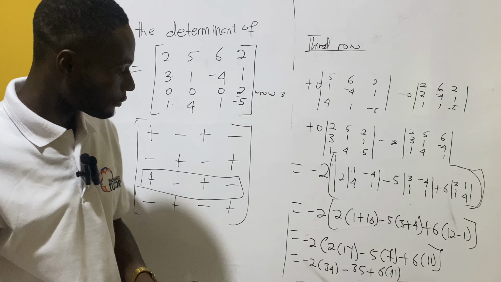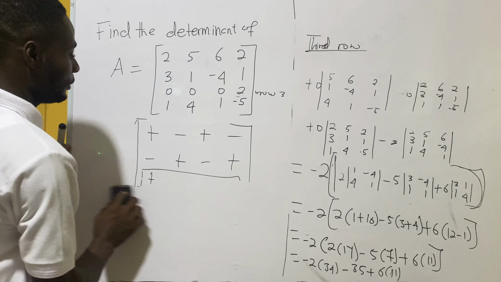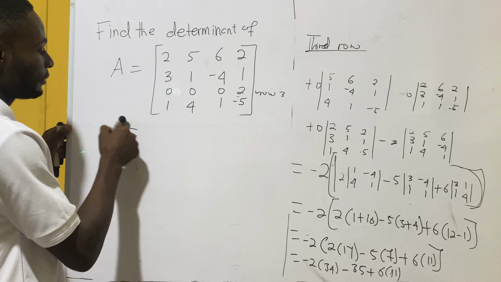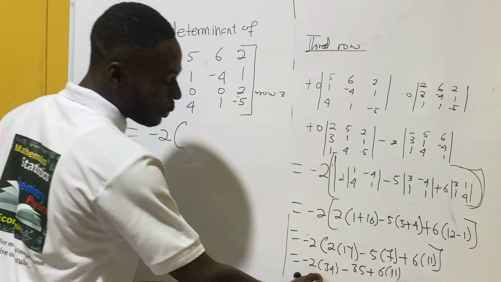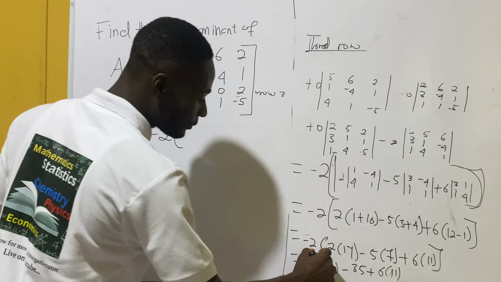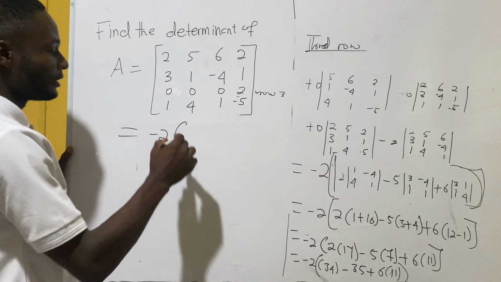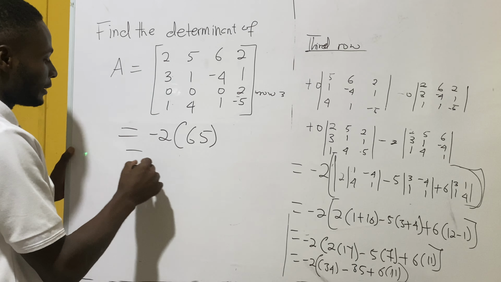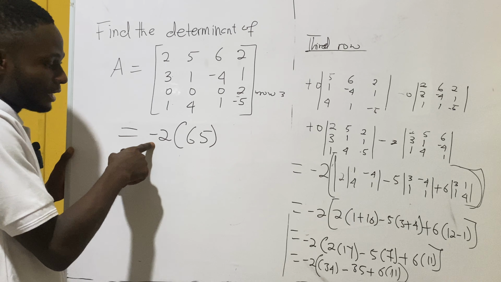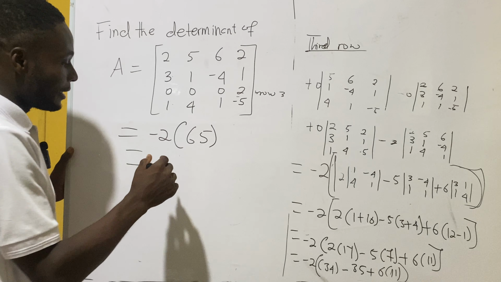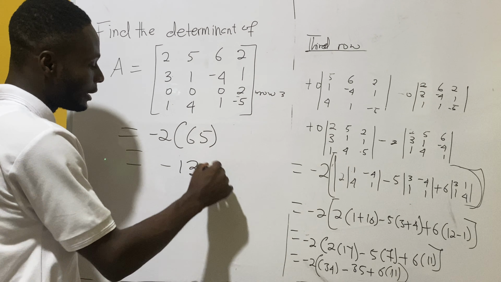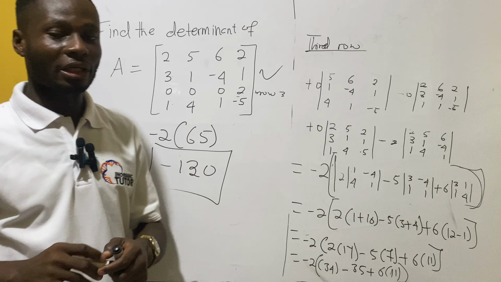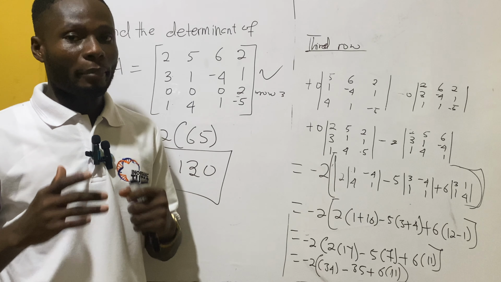So here you're going to have minus 2 into, when you compute this very well, you're going to have 65. So 65 times 2 is going to be negative 130. So negative 130 becomes the determinant of this particular 4 by 4 matrix.